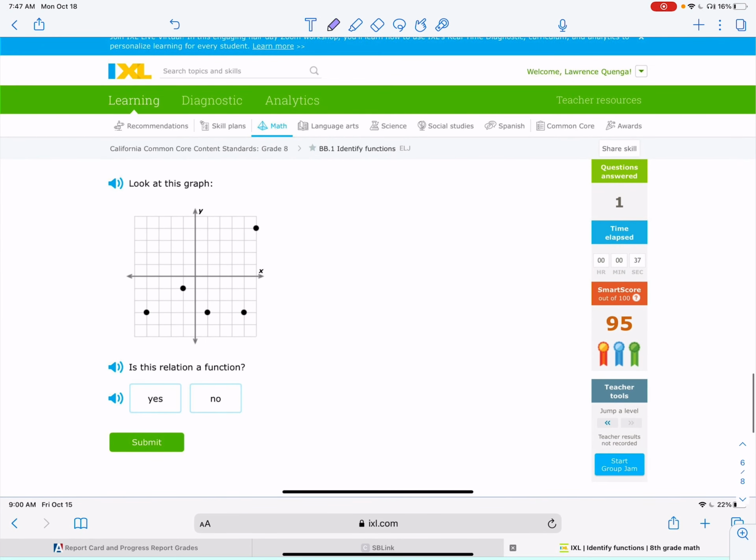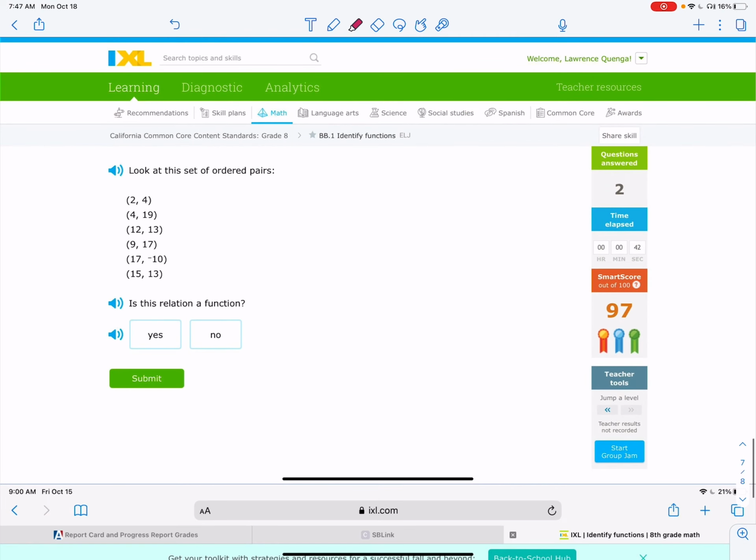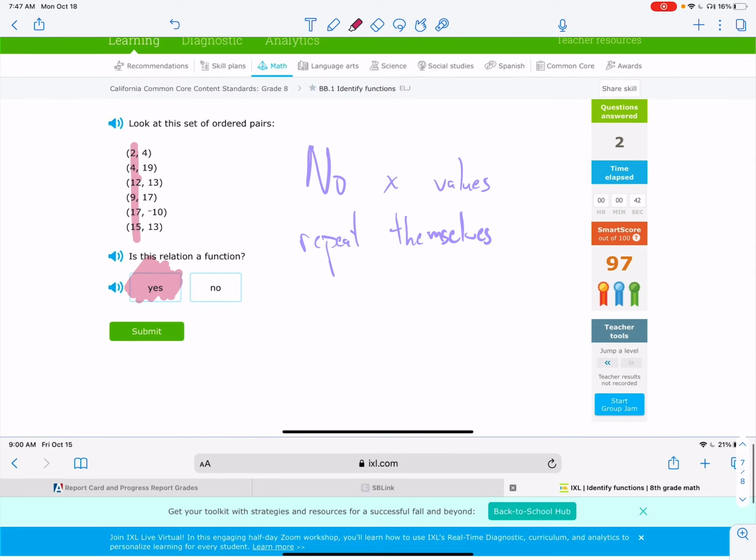Here we can see again, vertical lines only pass through one point. Function. Let's do a couple more examples. No x values here repeat themselves, so we know that this one is a function. 2, 4, 12, 9, 17, 15. I didn't say the same number more than once twice, I mean. So it is a function.